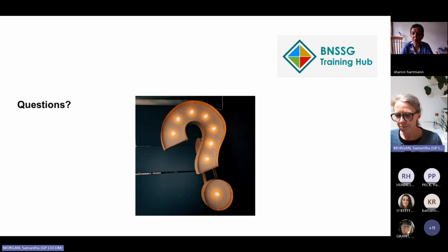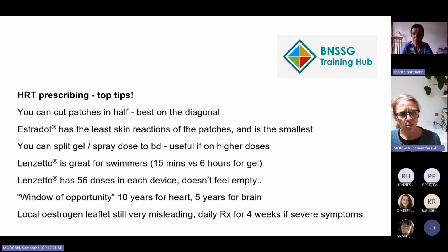Great, thank you. So just finishing really with a few other top tips. We've covered a lot of these already. You can cut patches in half. They have what's called a matrix design, so you can potentially cut them in half. Best to do it on the diagonal in terms of how sticky they are. Estradiol has the least skin reactions of the patches. If you've got somebody who's had skin reactions, it can be worth trying different ones because the adhesive is different in the different patches.